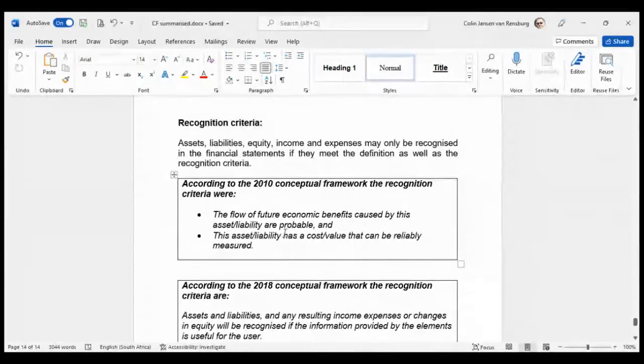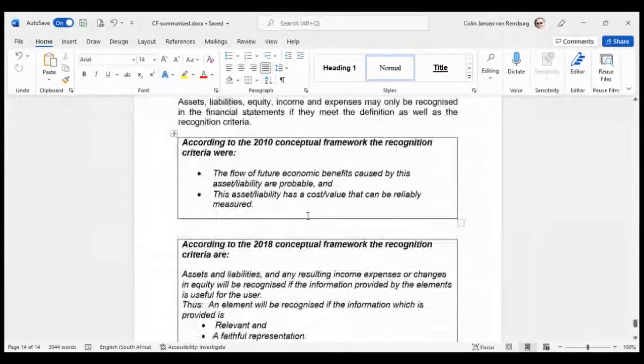So in the old conceptual framework, the recognition criteria were that the flow of future economic benefits caused by this asset or liability are probable, and this asset or liability has a cost or value that can be reliably measured. So this is not part of the conceptual framework anymore. We will see that there are some other standards, IAS 16, for instance, which deals with property, plant, and equipment, which does have this recognition criteria, right? But that is no longer applicable to all other aspects of the financial statements.